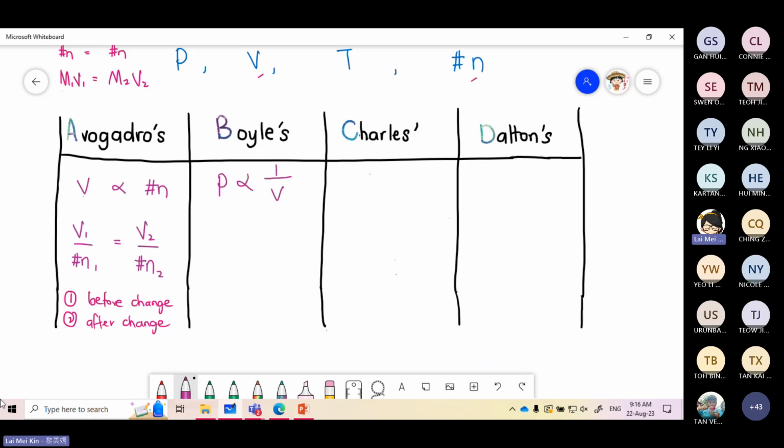What does it mean? Inversely proportional. Inversely means opposite. Inversely proportional means if my pressure increases, my volume decreases. No longer directly increasing. So this one is increase, decrease. If I want to write this in the form of an equation, it will be P1 V1 equals P2 V2.